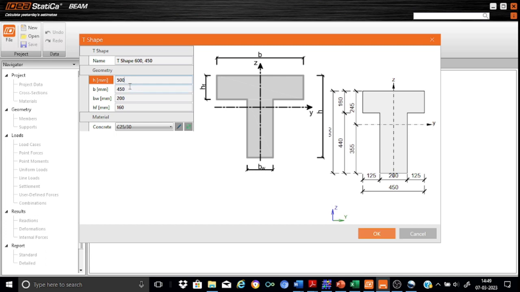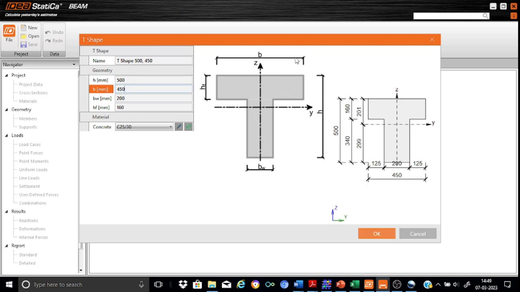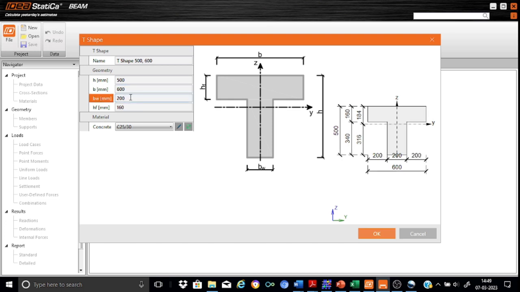And then we have B. What is B? B is the effective width of the flange. Please remember, effective width B has to be calculated strictly as per the code requirements, based on the spacing of the beams and also based on the distance between the points of contraflexure. In this case, we assume it directly as 600 mm. Okay, and then the width of the web we consider as 250 mm.